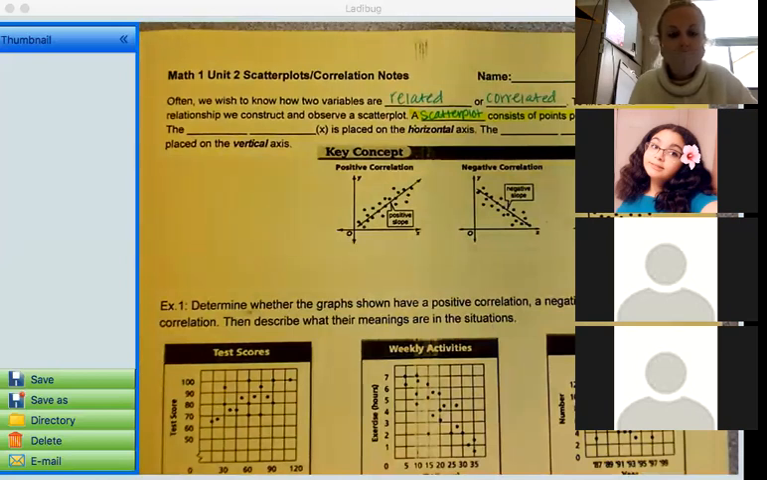On page 16 or 17? 17. Good question. 17. Your vocab will go on 16.